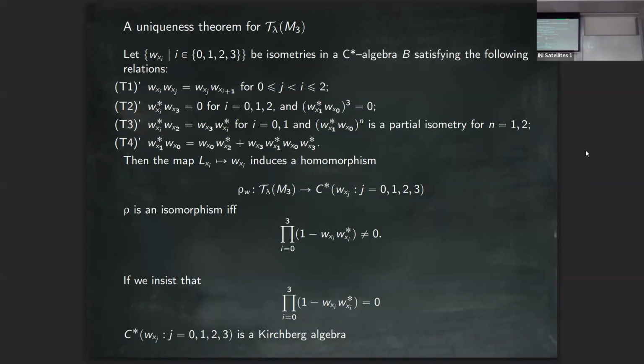The intersection of two right ideals is a union, and that causes those two, because of that sum decomposition there. If you have that situation, you can verify that the map that goes from the left regular to the W gives you a homomorphism of C star algebras. You get out of the left regular, you land in C star of the W's. And we know exactly when that homomorphism is an isomorphism, which is when this projection is non-zero.